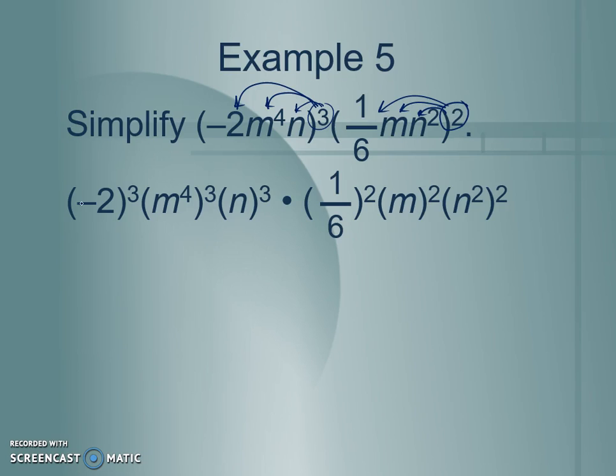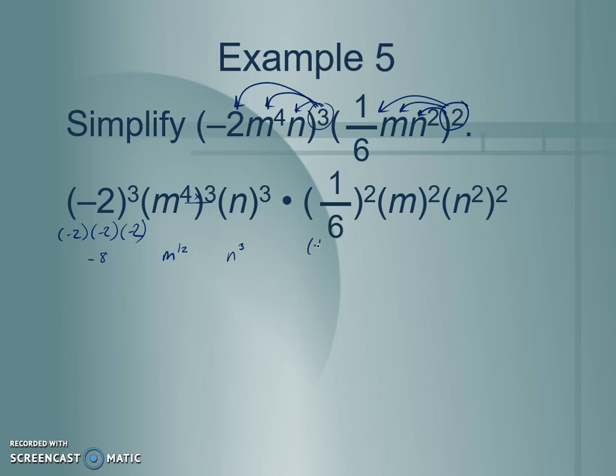So remember, anytime we have a negative inside of the parentheses, it's like saying negative 2 times negative 2 times negative 2, and that will give us a negative 8. So then we have m to the fourth taken to the third, so we're going to have to multiply these two things. That'll give us m to the 12th, and then n to the third will stay the same.